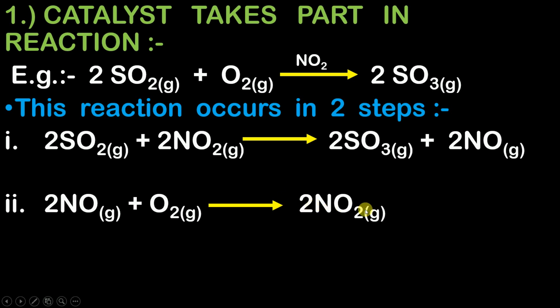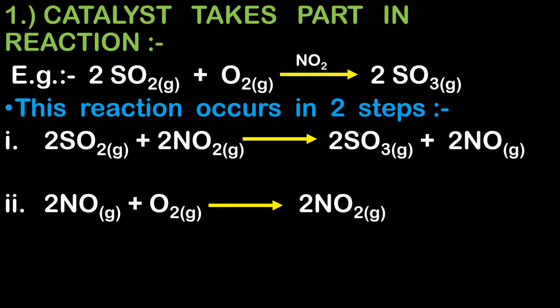Now what is the meaning of this? See, we have added a catalyst over here and by the end of the reaction we must get the catalyst as it is. So as you can see over here, the catalyst got consumed and it got converted into products by reacting with SO2, but by the end of the second step we have got our catalyst back as it is. So guys, can I say that the catalyst is regenerated?